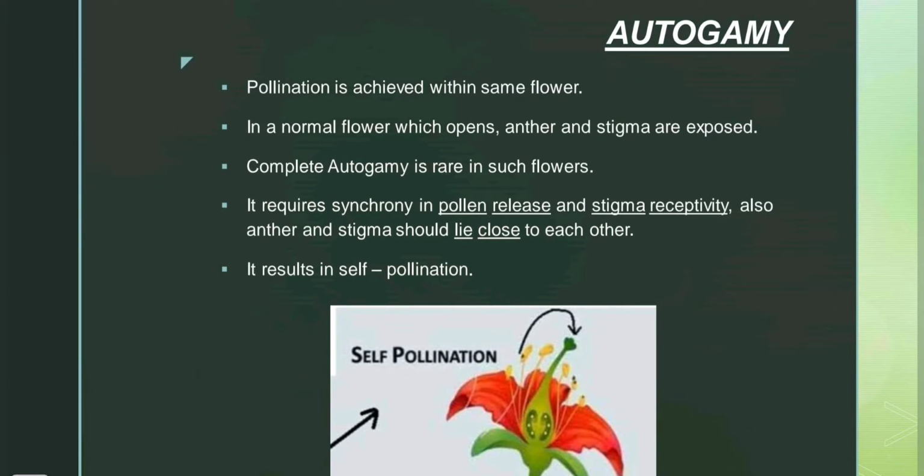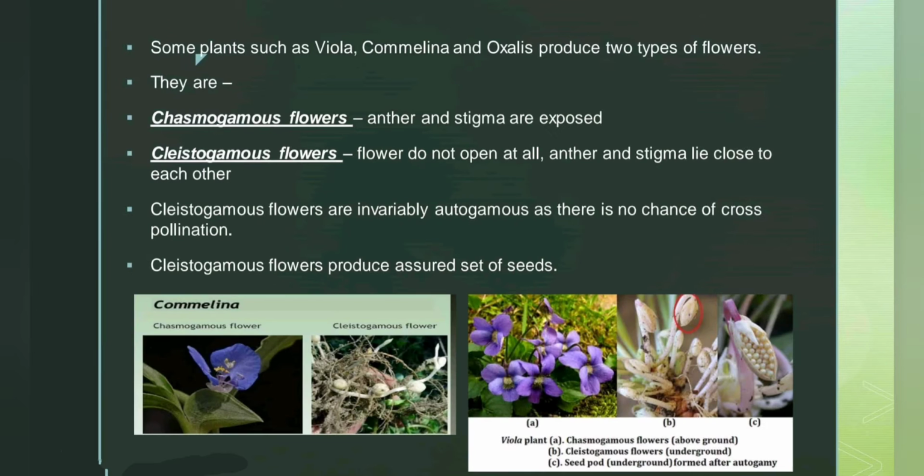Let us discuss the types. Autogamy: pollination is achieved within the same flower. Normally, in flowers which open, the anther and stigma are exposed. Complete autogamy is rare in such flowers because it requires synchronized pollen release and stigma receptivity, so that the anther and stigma can give and take the pollen, but also the anther and stigma should lie close to each other. It always results in self-pollination.